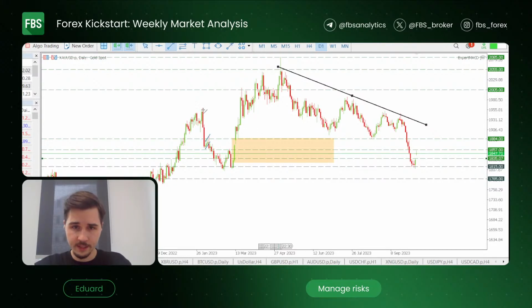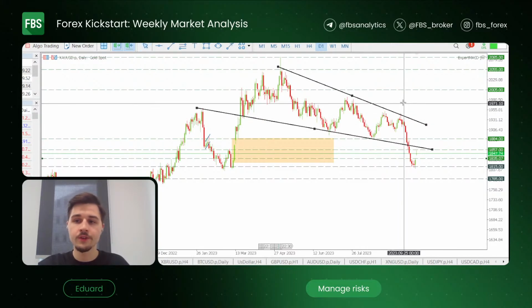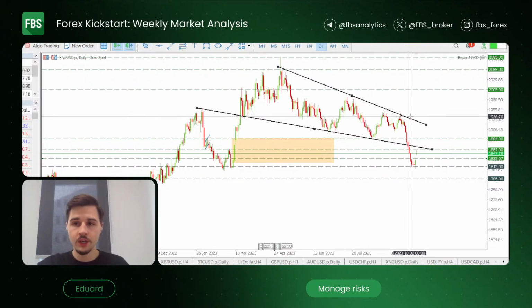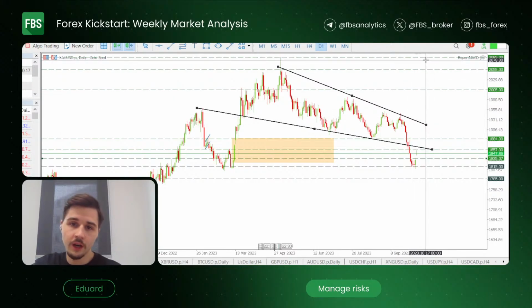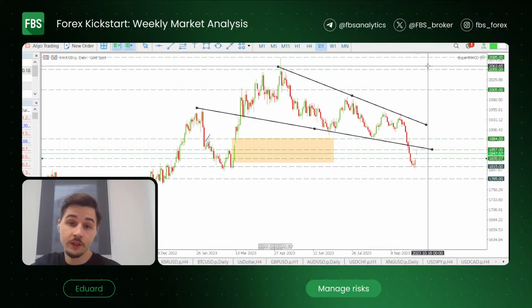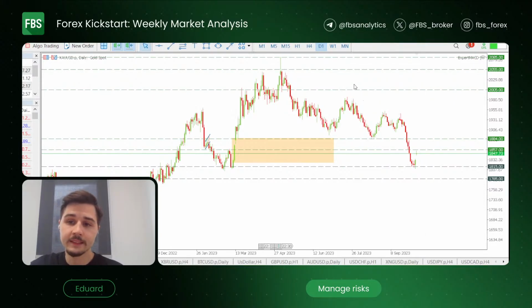It's just a scheme, so you don't need to follow these lines exactly, but still you can see this wedge-shaped figure, and I was expecting gold to break this figure, and I would have bought gold on the retest of this line with a take profit at around 2100, I think. But gold didn't break through this line. That's pretty okay. It happens.